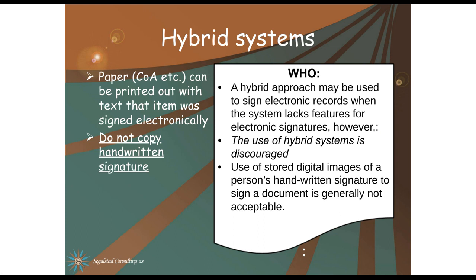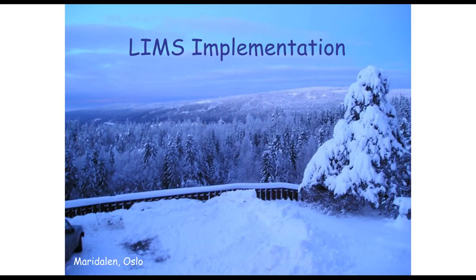A hybrid system may be used to sign electronic records when the system lacks features for electronic signatures. A hybrid system is a combination of electronic data and paper data. It's strongly advised not to use those hybrid systems. In fact, the FDA still allows them, but that permission I don't think will last very long. So if you have a LIMS, implement it so that it can take care of everything you need, including electronic signatures. The functionality is there, but you need to utilize it.